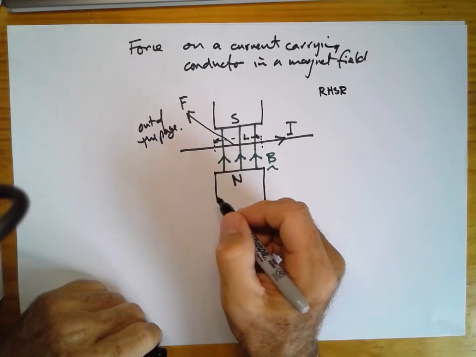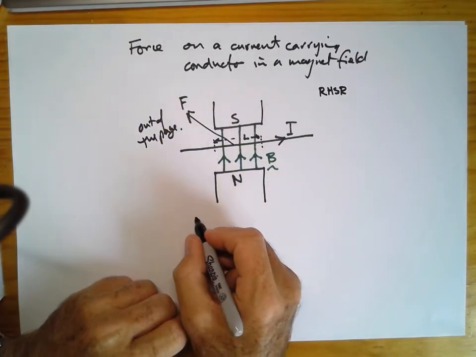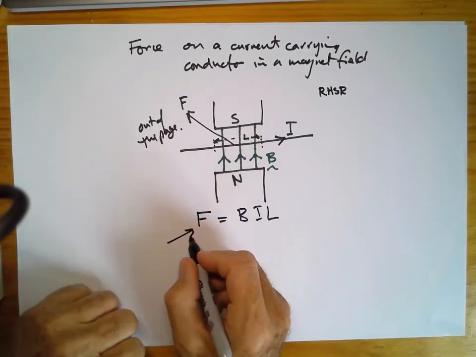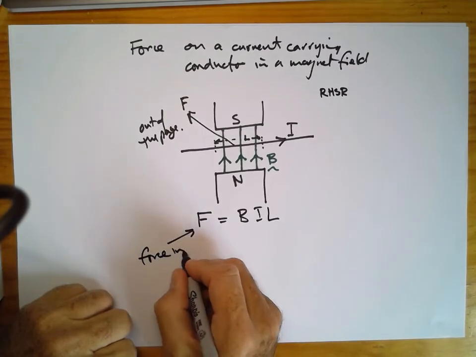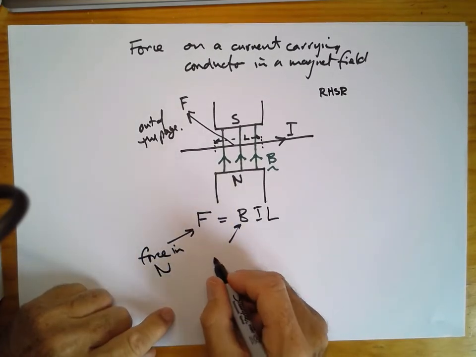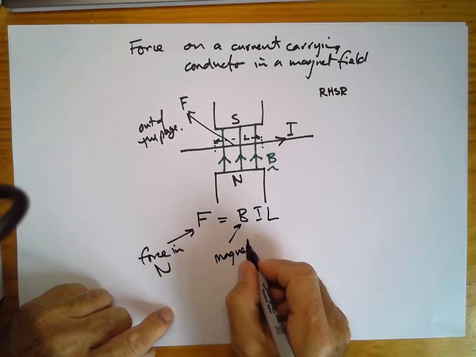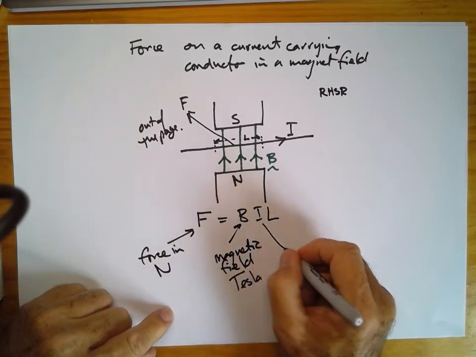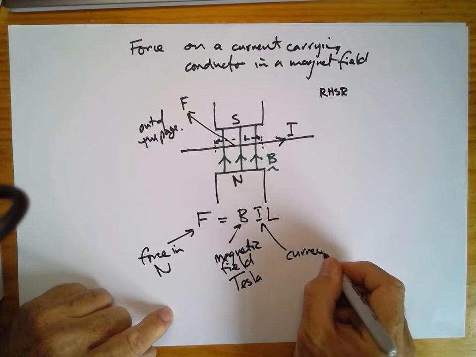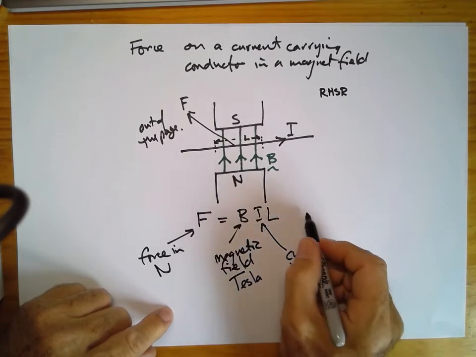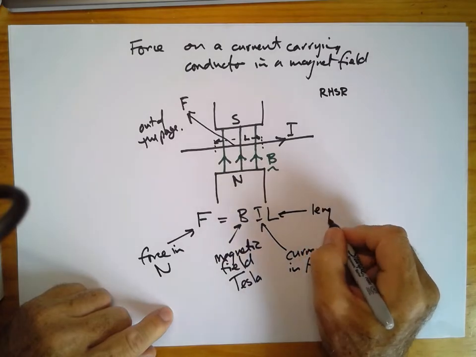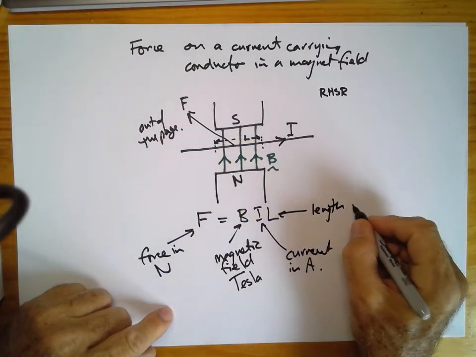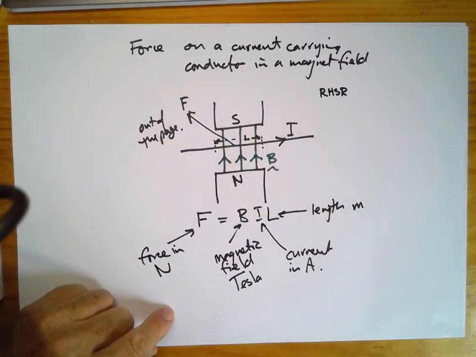and the size of that force we calculate using our equation F equals BIL, where F is the force measured in Newton, B is the magnetic field strength, in Tesla, I is the current, of course, in amp, and L is the length of wire inside the magnetic field, and of course it's measured in meters. So here's an equation we've got.